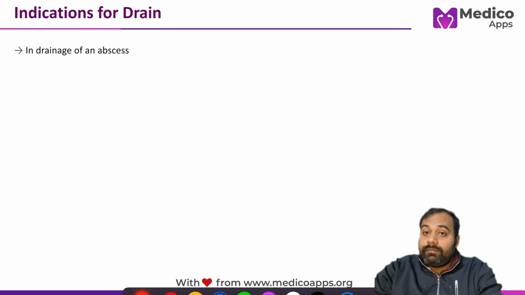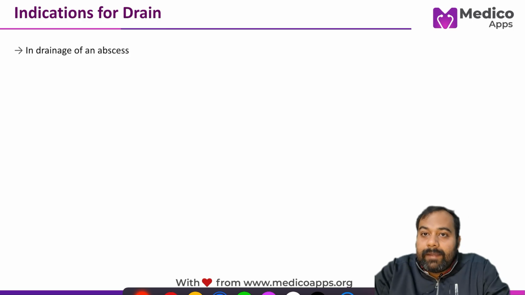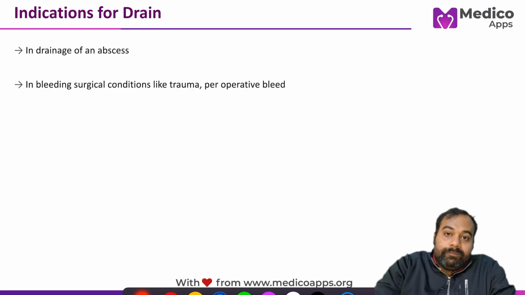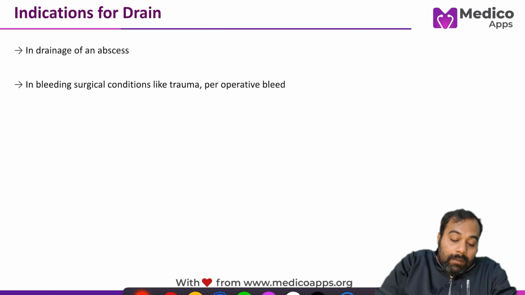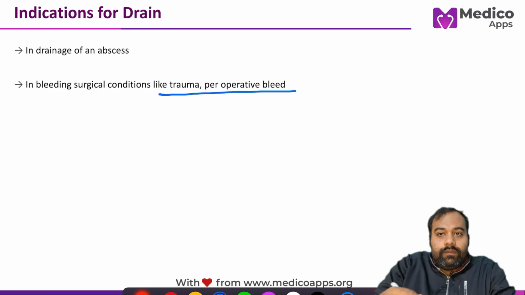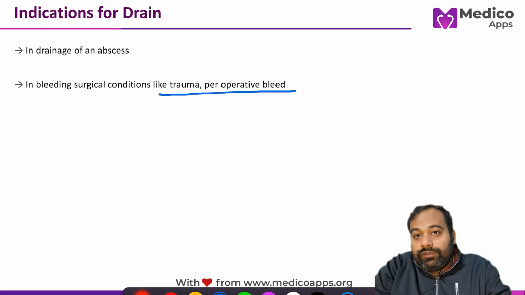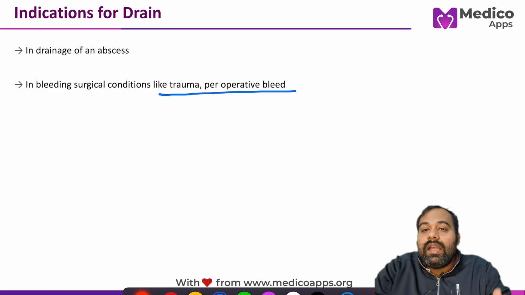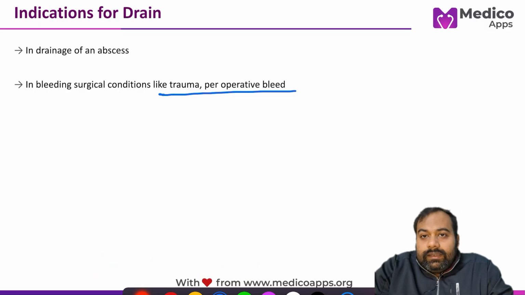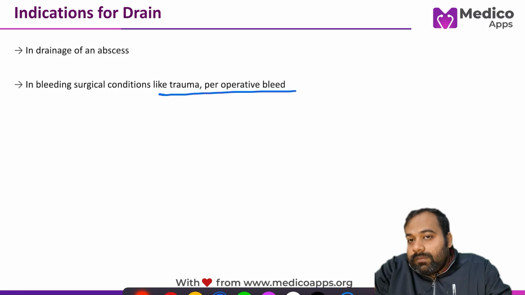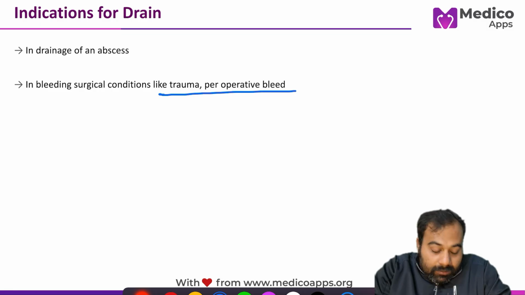Now, the indications of the drain. Number one, to drain an abscess cavity. Sometimes in a bleeding surgical scenario, like trauma or a perioperative bleeding patient, we like to put the drain inside because it helps us monitor the intra-abdominal scenario, how much blood is being collected in the reservoir, and that helps us decide how much blood loss there is and what interventions need to be taken.